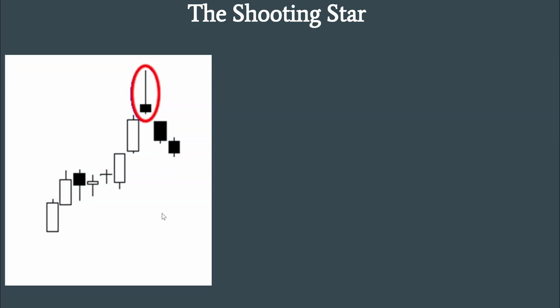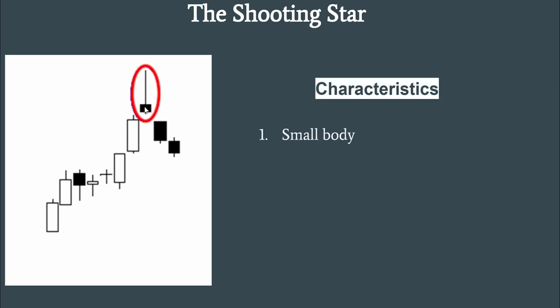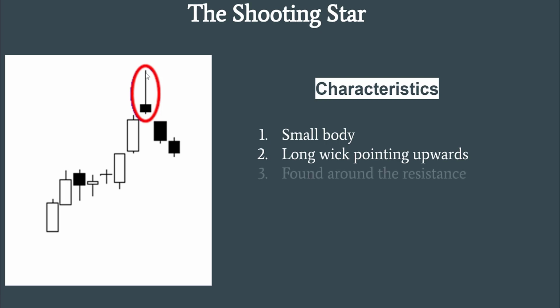The next is the shooting star. Now the shooting star is just like a hammer, but it's turned upside down, so you can see it's just like an inverted hammer, right? Now the characteristics of the shooting star is it has a small body, as you can see. Then it has a long wick pointing upward.